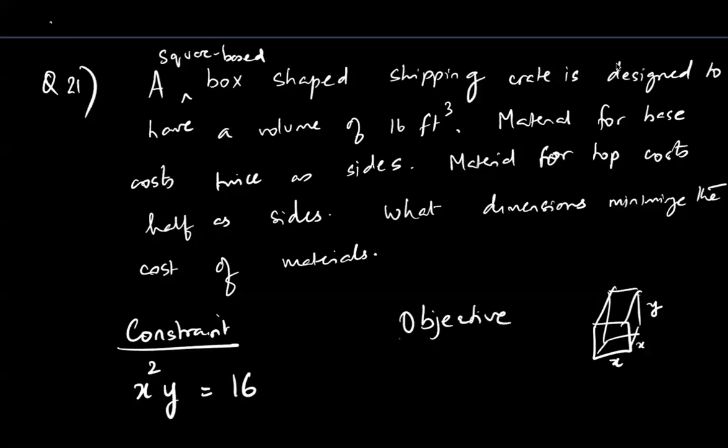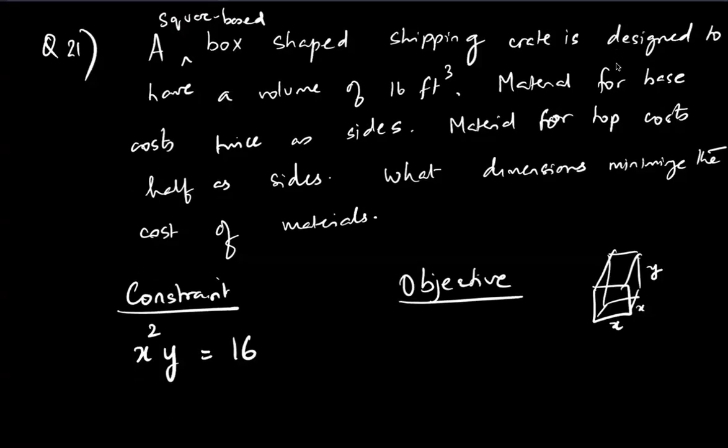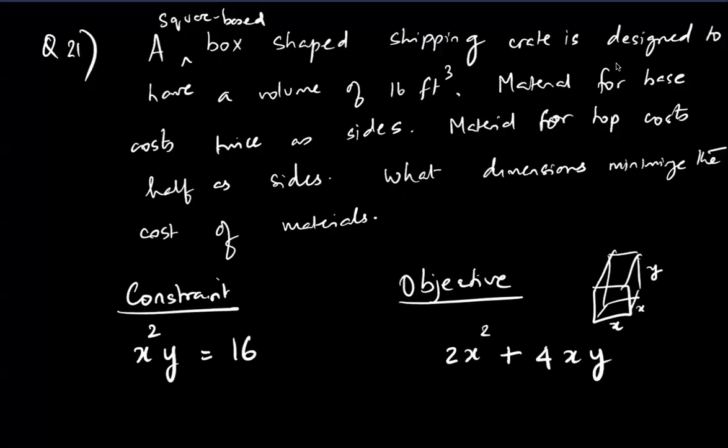Our objective is to minimize the cost. If the question is specifying the material used, they're talking about the surface area, okay? So what is the surface area? You have one base and one top. The area of the base is x squared. The area of the top is also x squared. So x squared plus x squared is 2x squared. And then you have four sides which have an area of xy. So you add them all up, that is 4xy. So this is the surface area of the box. But we are interested in the cost, right?